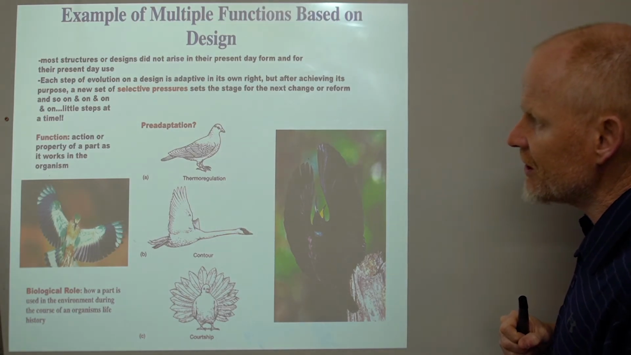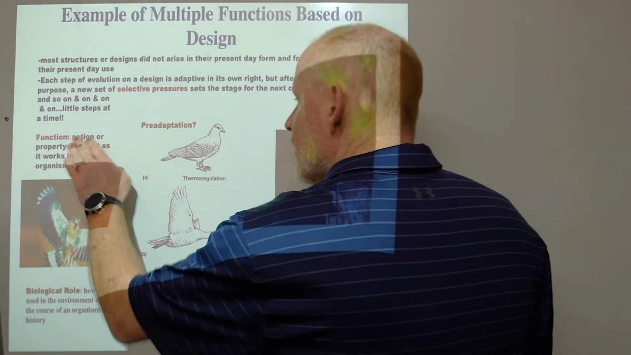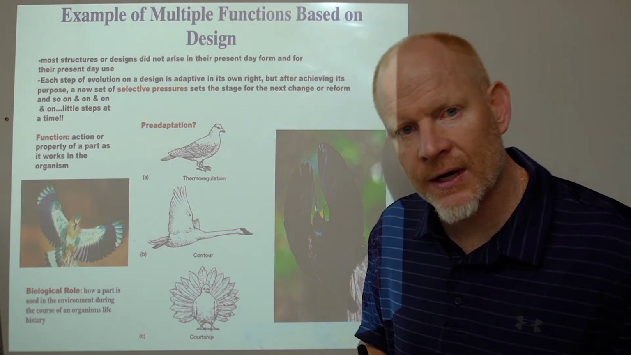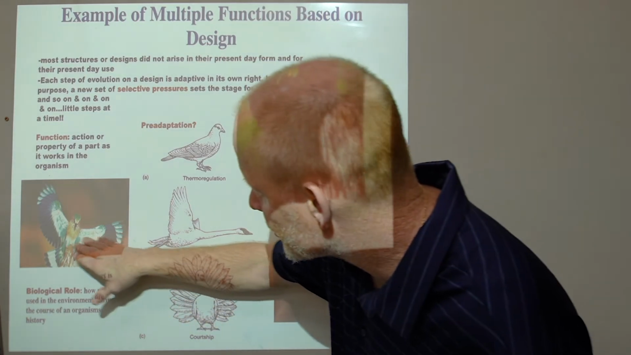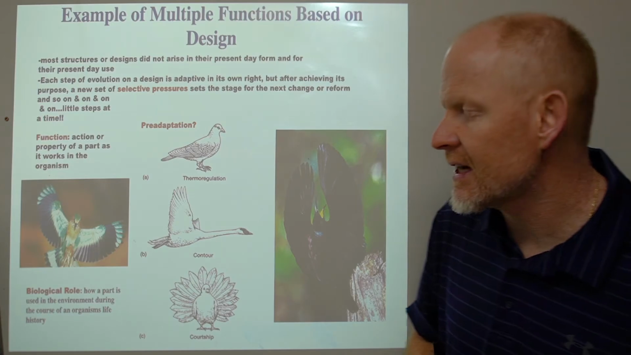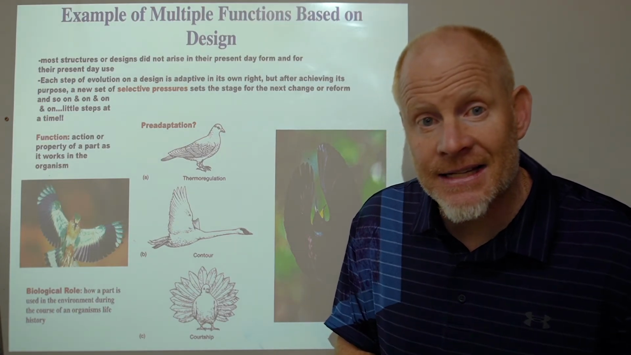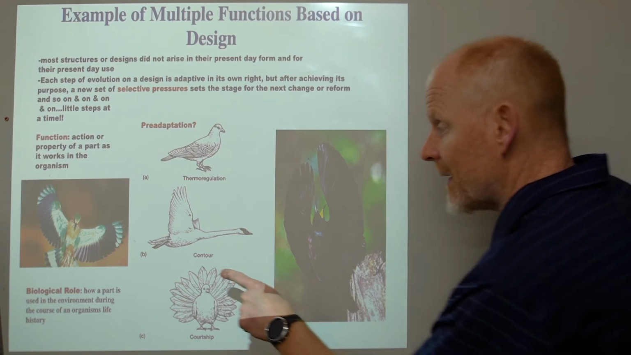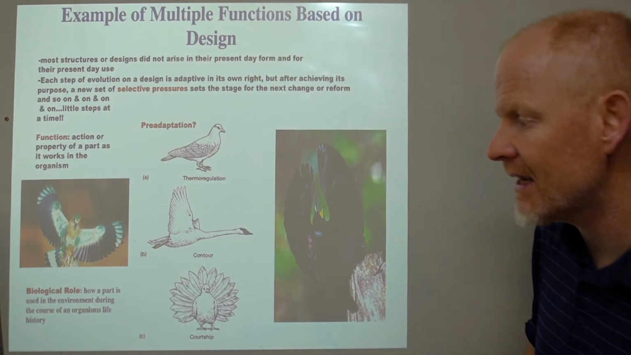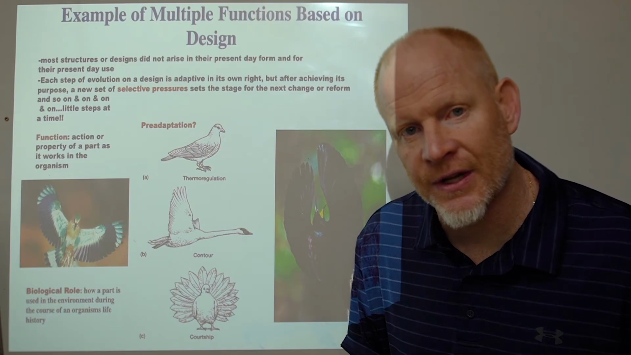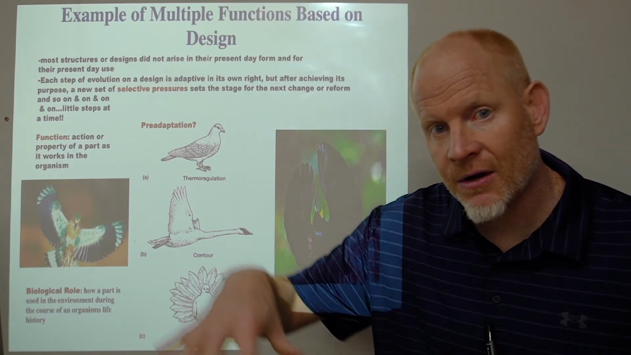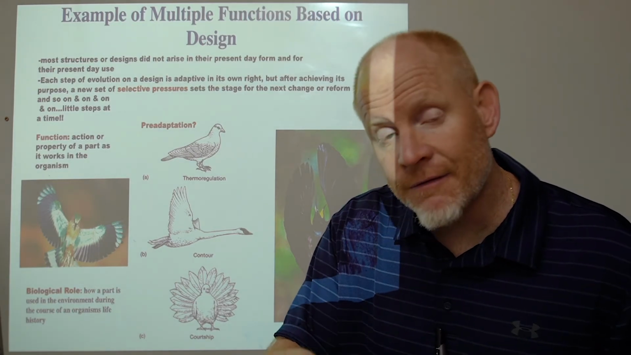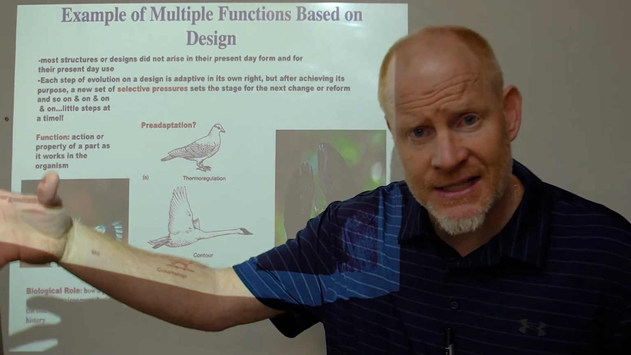There are a couple of different definitions here. The function of a structure is the property of the part that allows it to work in the organism. So, for example, wings are shaped so that birds can fly, right? Flight is really important to birds' survival, or its biological role, because it allows them to utilize the environment more efficiently. If a bird wants to escape a ground predator, it flies away, right? If the environment is not suitable, the bird flies south, right?